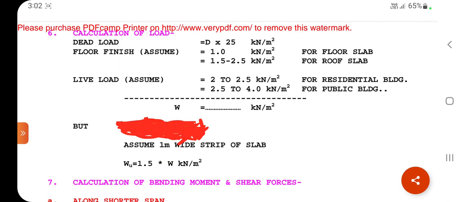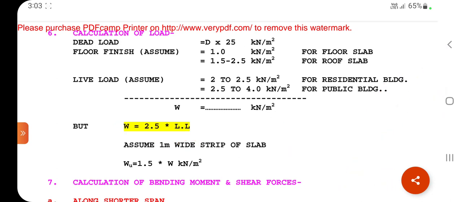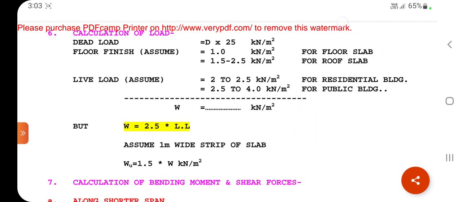Then we assume a unit width of a strip of the slab. Why do we assume a unit width? Because we want the total load for the slab, so we multiply by the unit width. That's why, for calculation of Wu, Wu is equal to 1.5 into W into 1. Hence whatever load acts on the slab will be in the form of kilonewton per meter: 1.5 into W kilonewton per meter.